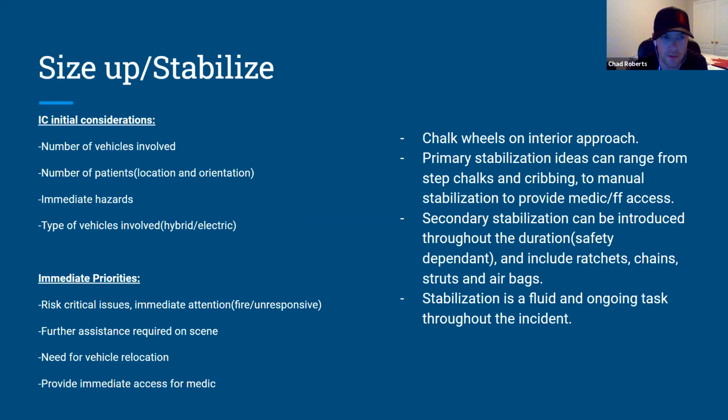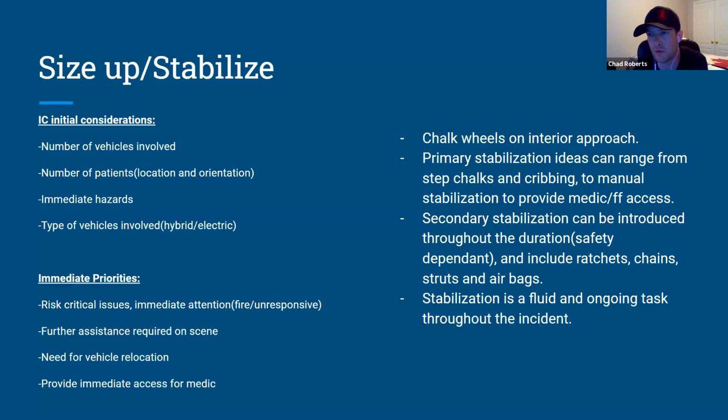For our size up, from an IC standpoint, you're going to be looking at the numbers of vehicles involved and patients, obviously. Their location and orientation is very important for your extrication planning. Then immediate hazards, the stuff that's going to hurt us more than anything, and types of vehicles involved, because with hybrid electric, hydrogen, and propane, that all has to weigh in on how we're going to deal with these vehicles. It's not even just alternate fuel sources. It also has a lot to do with the new modern technology.